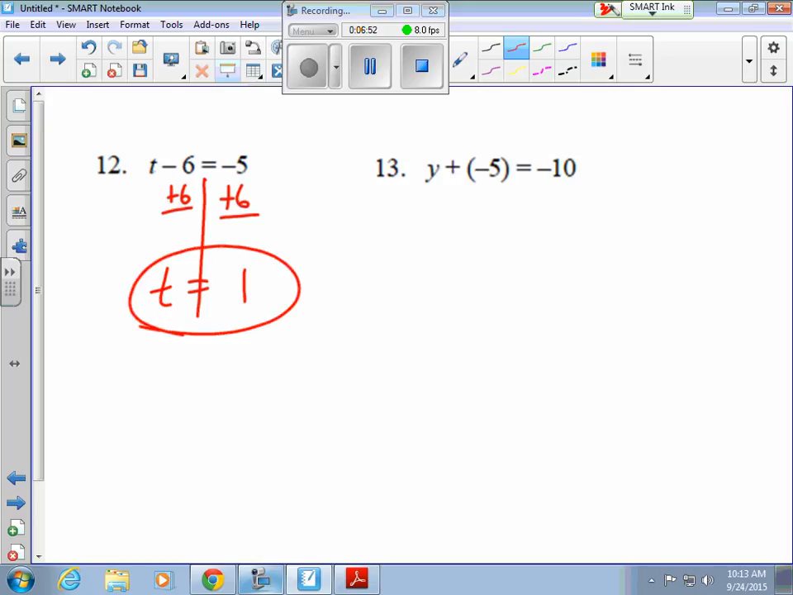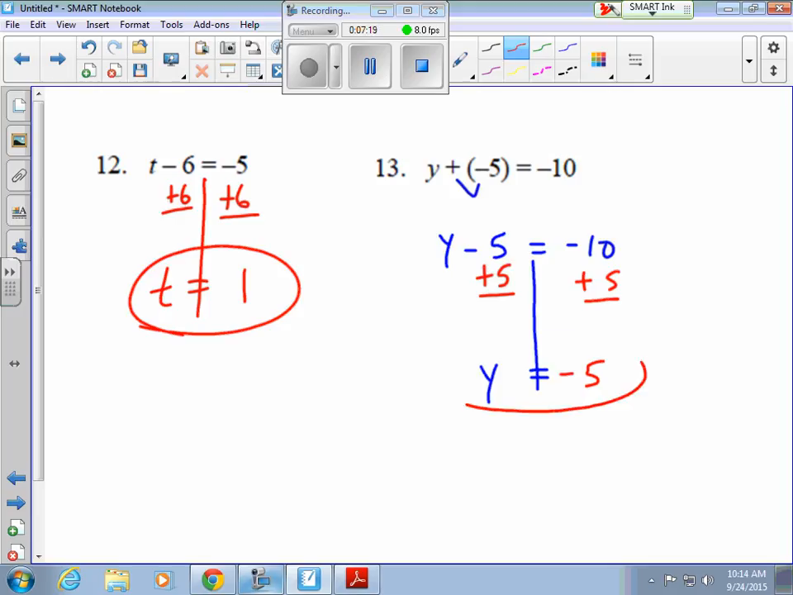Y plus a negative 5 is equal to negative 10. Remember, plus a negative is the same thing as y minus 5 equals negative 10. We want to get y all by itself. So undo minus 5 by adding 5. If you do it to the left, do the exact same thing to the right. Again, opposite signs, negative 10 and positive 5. Subtract them. 10 minus 5 is 5. 10 is the larger absolute value, and it is negative. So that's where the sign is going to come from. Y is negative 5.